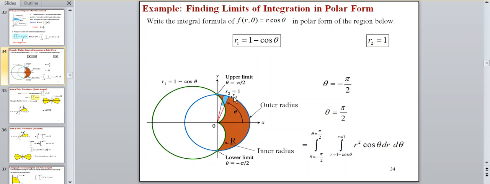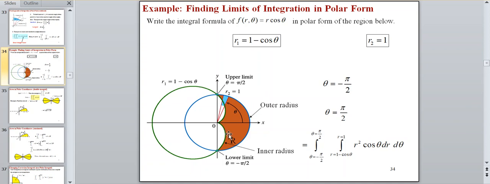And you know that the polar equation of this circle is, okay, let's call it R2, R2 equals 1. The other one is this cardioid, and the equation of this cardioid, R1, is R1 equals 1 minus cosine theta.